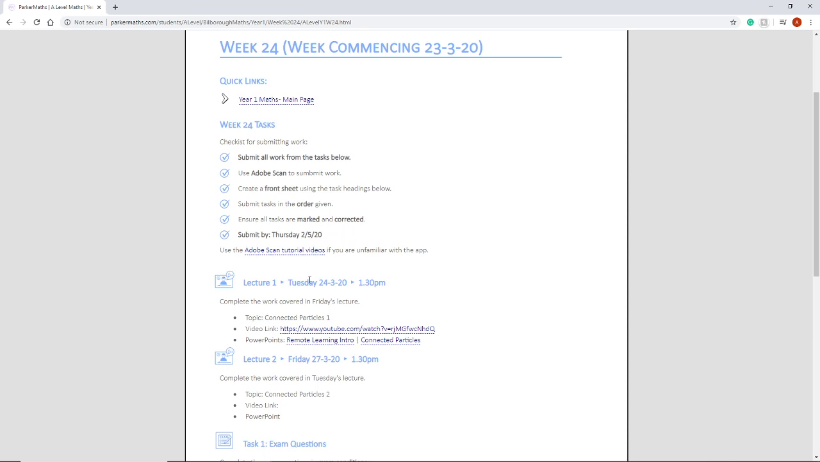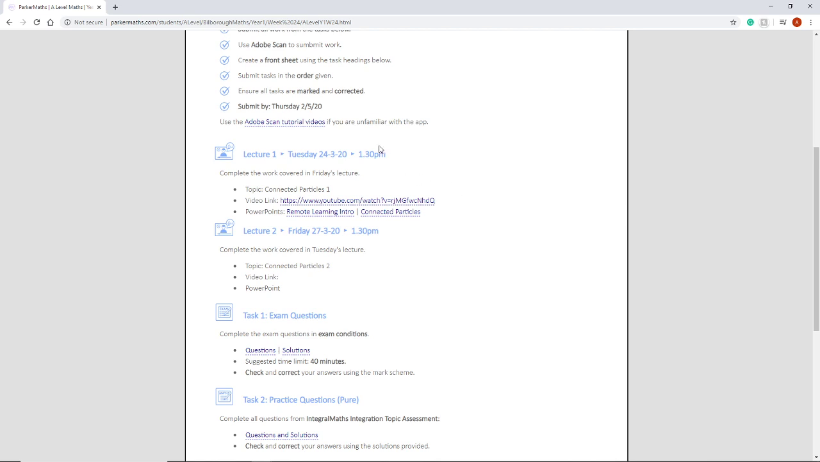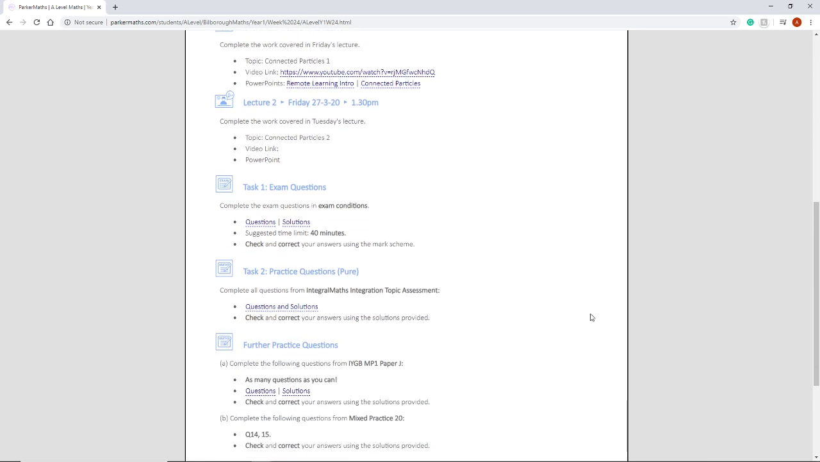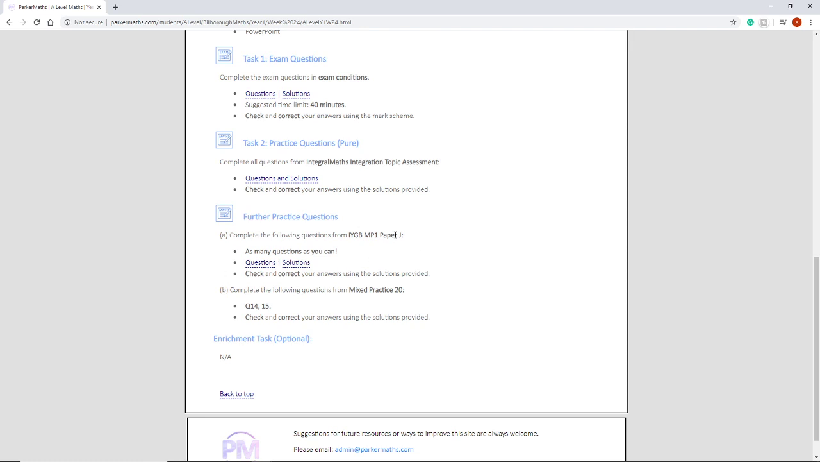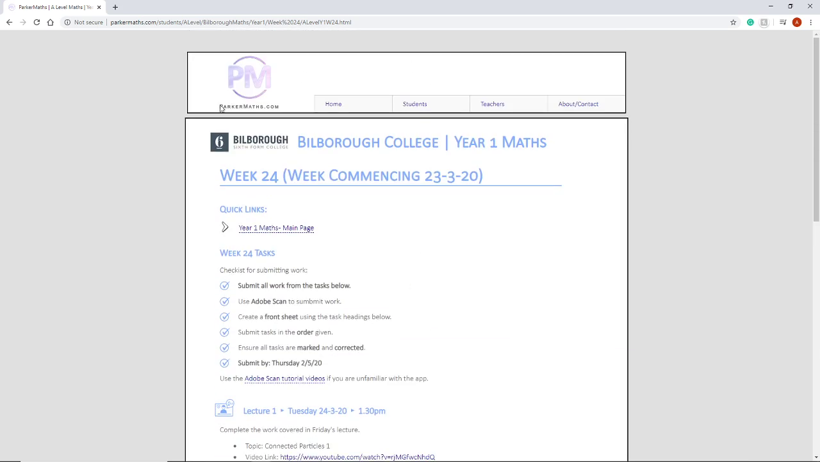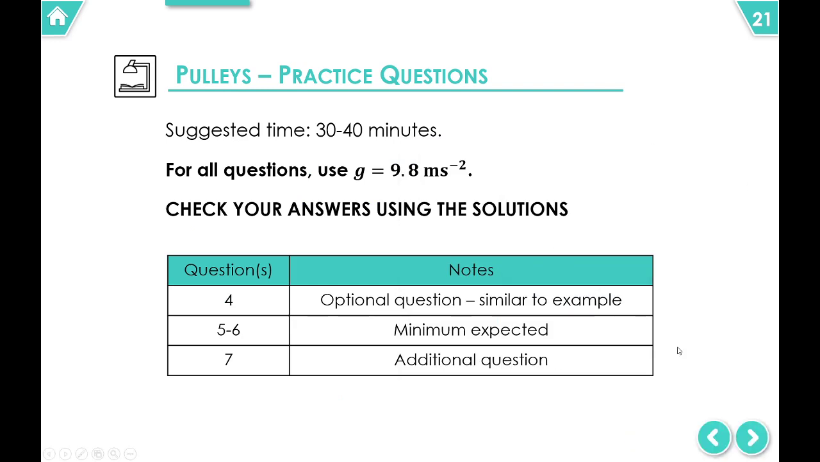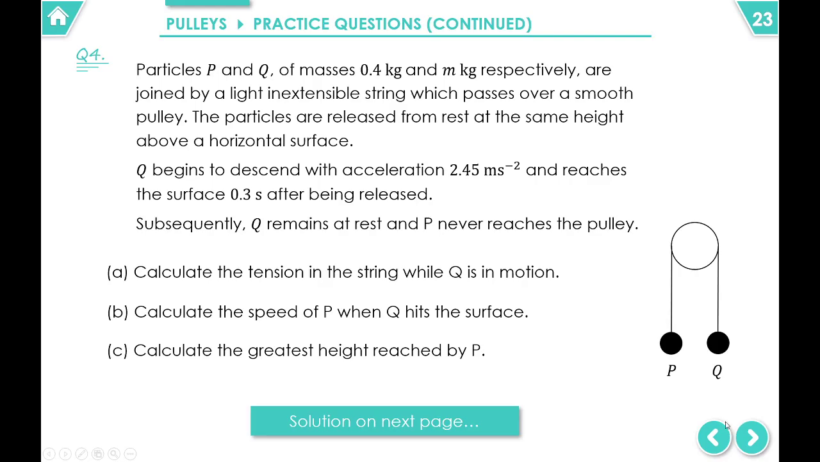So in that, just submit everything that's on this page. So both of the lectures, some exam questions, some practice questions, and if you're lucky enough to get onto it, you can have a go at the whole of the IYGB paper this time round. Okay, so that's all the homeworks on week 24. Please do get in touch, like I say, if you've got any questions. Okay, so I'll just leave you now to have a go at a few of these questions.